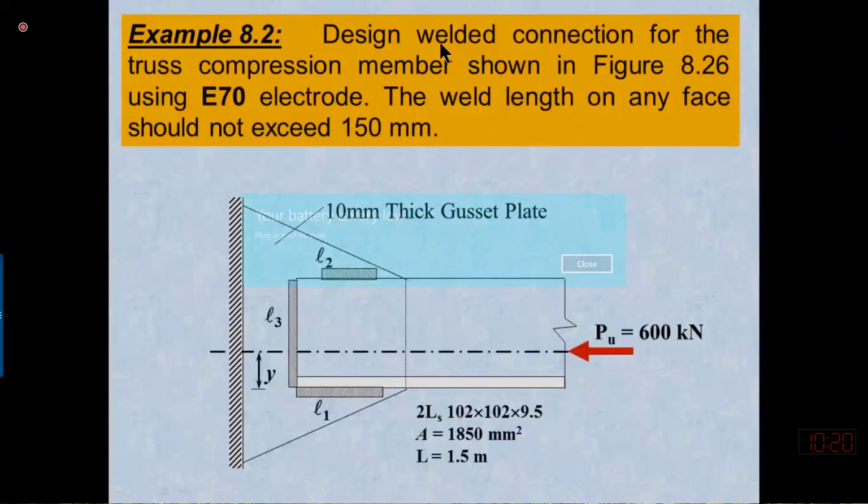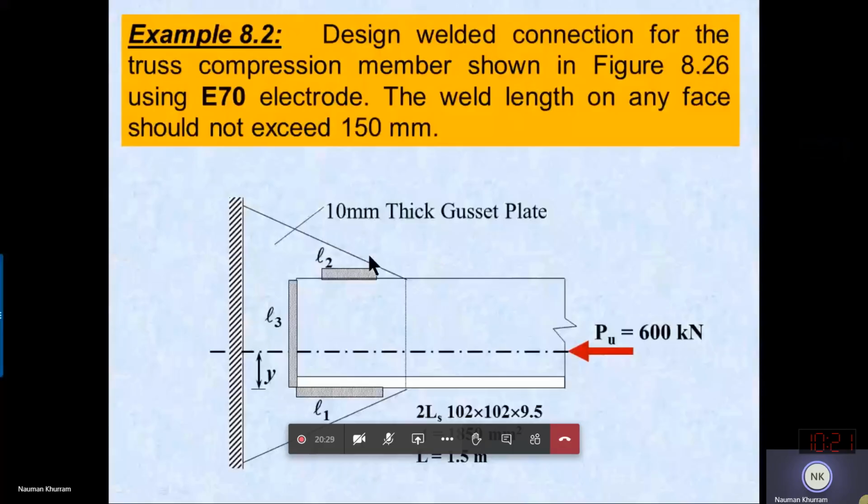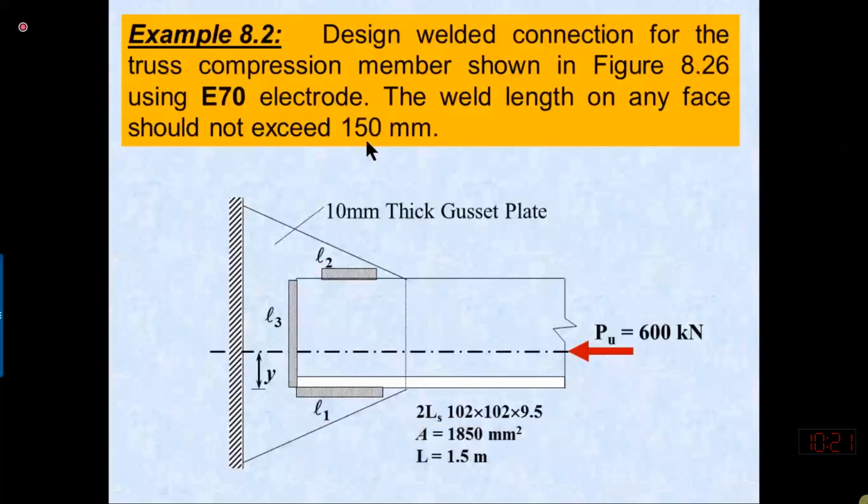Double angle 102 by 102, equal leg, both dimensions of both legs are 102 millimeter, and the thickness of the angle section is 9.5. So the area of one angle is given as 1850, and the length of this member is 1.5. Anyhow, if you are given the standard designation of the section, you can also check its geometric properties from the LRFD manual.